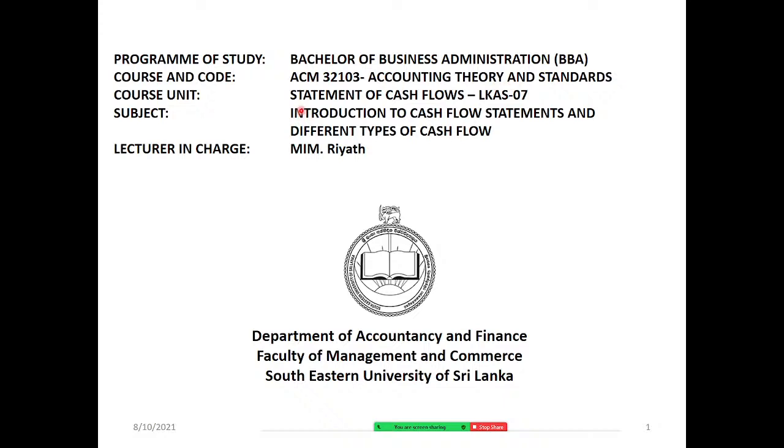Accounting theory and standards is the subject. And now we start LKAS 7, statement of cash flows. And in today's session we will discuss the introduction part, introduction to the cash flow statement and different types of cash flows.